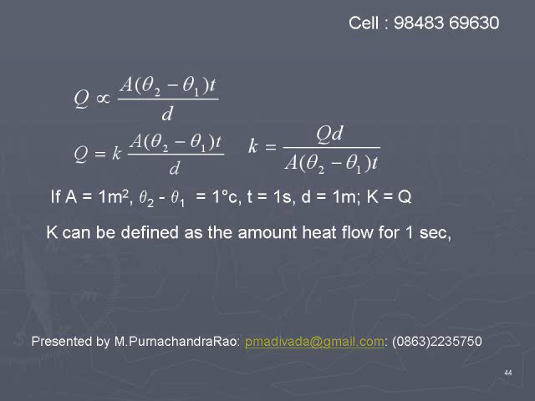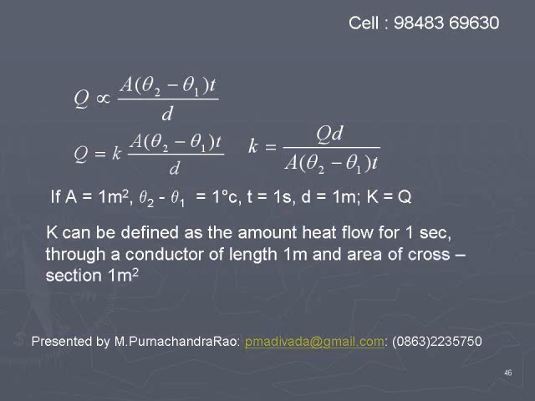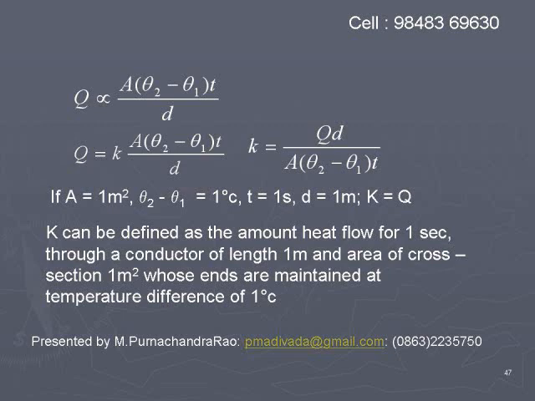So K can be defined as the amount of heat flow for 1 second, through a conductor of length 1 meter, and area of cross section 1 square meter, whose ends are maintained at a temperature difference of 1 degree centigrade. Like this, we can define the thermal conductivity of a material. Using the above relation, K is equal to QD by A into (theta 2 minus theta 1) into T, we can define the coefficient of thermal conductivity.